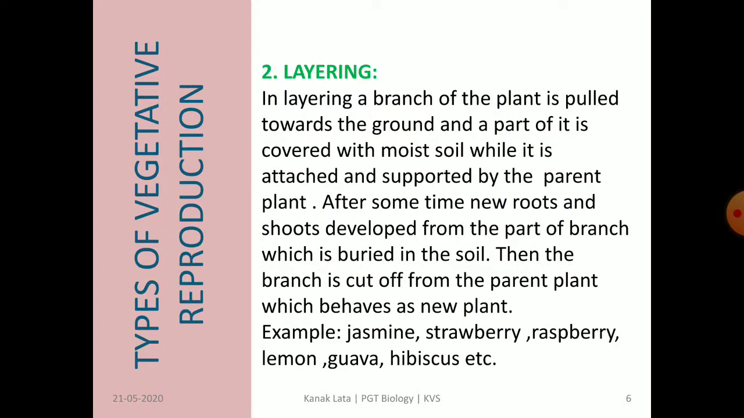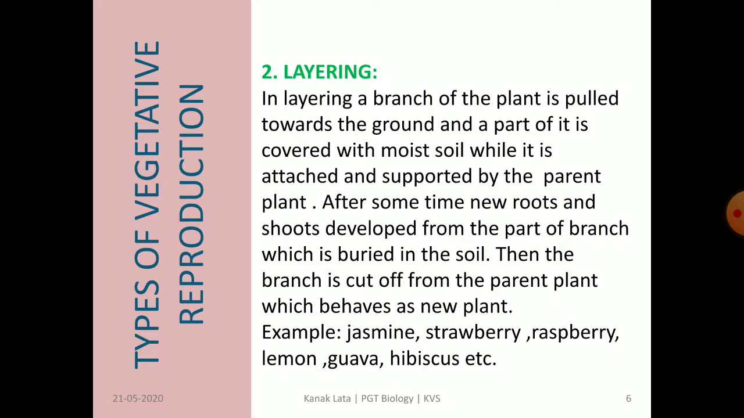Second type of vegetative reproduction is layering. In layering, a branch of a plant is pulled towards the ground and a part of it is covered with moist soil while it is attached and supported by the mother plant or parent plant. Within a few days, new roots and shoots appear from the part of the branch that is covered with soil. Then the branch is cut off from the parent plant and further it behaves as a new plant.